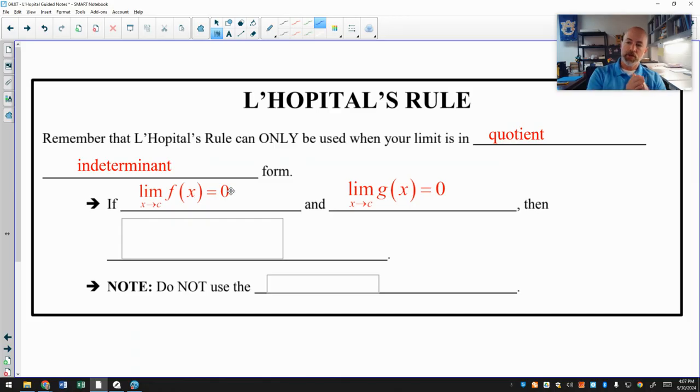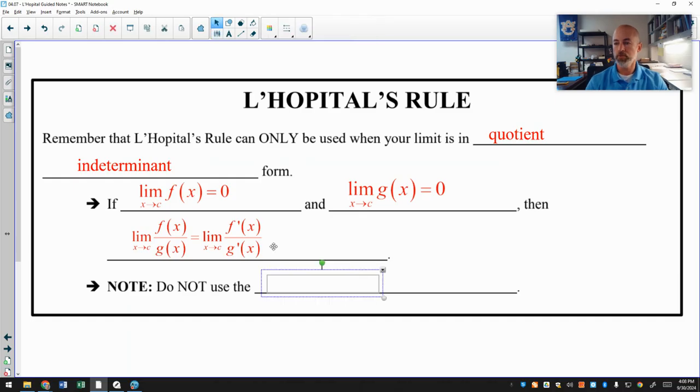It starts by knowing that the limit of f and g each on their own approach 0. And if that is true, if the numerator and denominator are both approaching 0, then the limit of your original fraction is equal to the limit of their derivatives. Notice we're not doing the quotient rule, so do not do the quotient rule here, but you simply differentiate the numerator, differentiate the denominator, and then try again, plug in c.